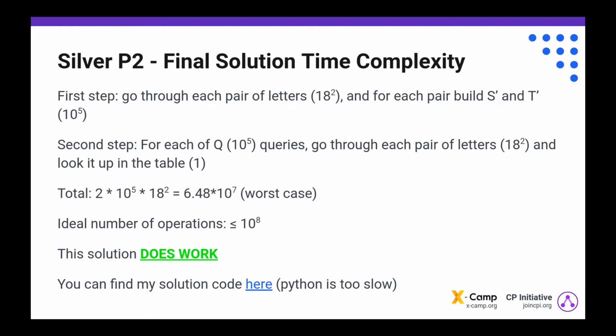So the total is 2, because we have 2 steps that are like this, 10 to the 5 times 18 squared, which is approximately 6.48 times 10 to the 7 in the worst case, right? And remember, our ideal number of operations is around 10 to the 8, or sometimes 2 times 10 to the 8. So basically this solution does work, but very barely, right?